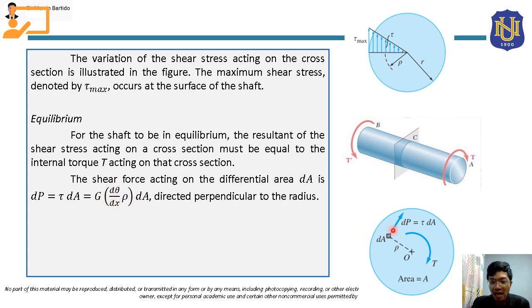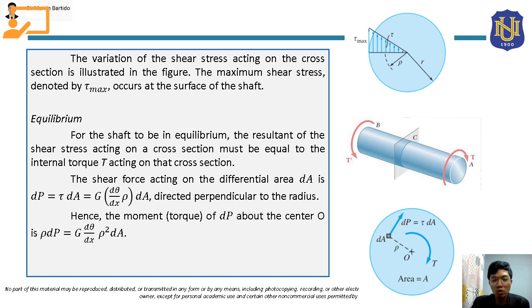Take note, class, that this dP is directed perpendicular to the radius. If you take the moment of this shear force dP about the center O, it will be multiplied by the moment arm ρ. So this will become ρ dP. And the value of dP is this: G dθ/dx ρ dA, times ρ. So this ρ will become ρ squared.